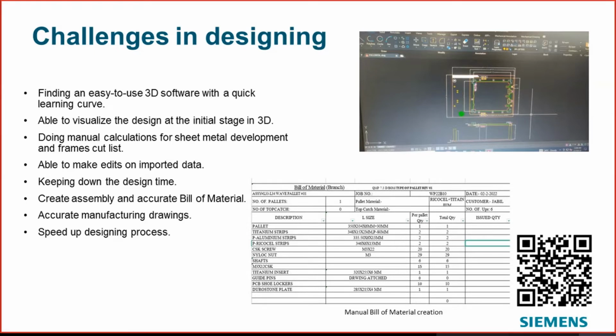Doing manual calculations for sheet metal development and frames cut list, making edits on imported data, it helped us reduce the overall design time. And the creation of an accurate BOM, which came directly from the 3D parts, was very easy, very fast, and very accurate. We resolved all our issues of wrong procurement, wrong BOM file, and mismatch in the materials, in the drawings, and the final product. All these problems were almost completely eliminated.